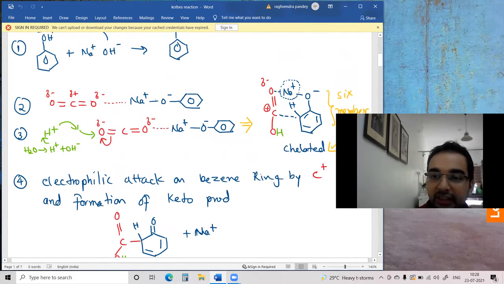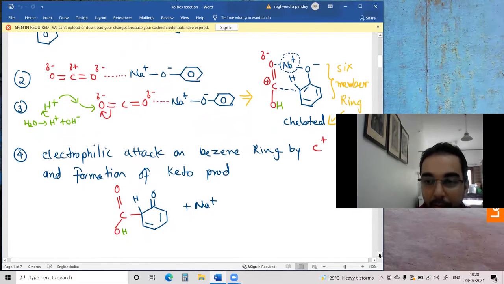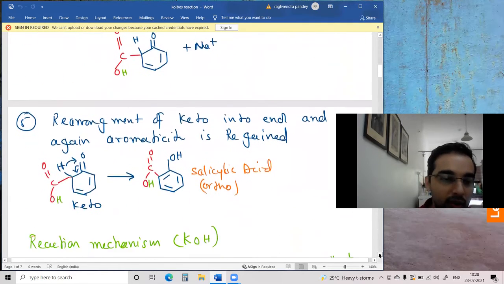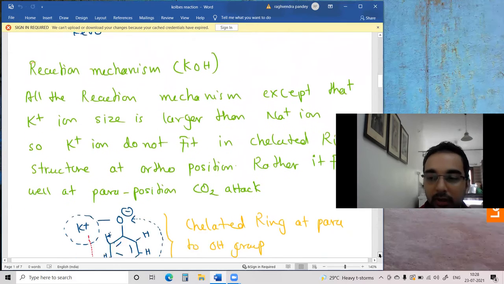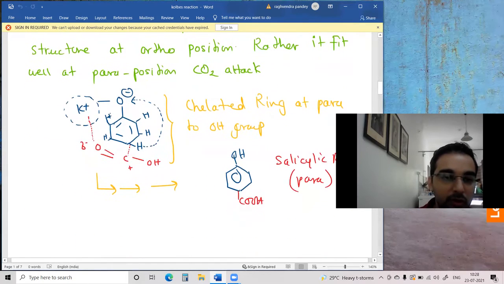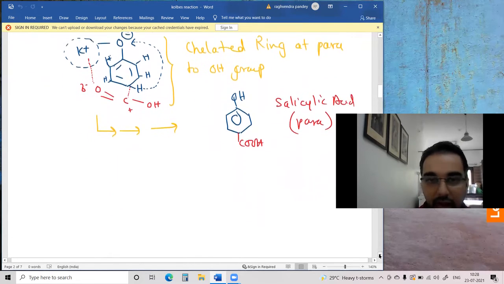The sodium ion fits exactly inside the ring, so there is no problem in attacking the ortho position. But the potassium ion is very large compared to the sodium ion, so it doesn't allow the carbon to attack the ortho position, because the ortho position is somewhat eclipsed. It is very crowded, so the carbon cannot attack the ortho position. So these are the three things that you have to keep in mind.